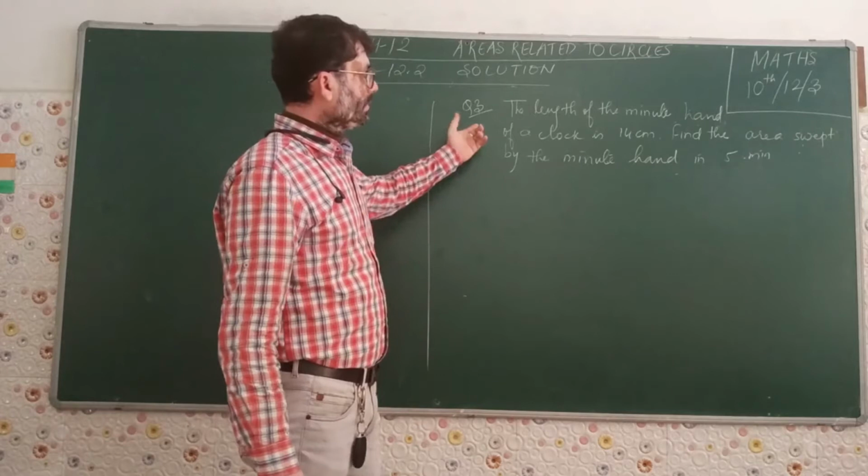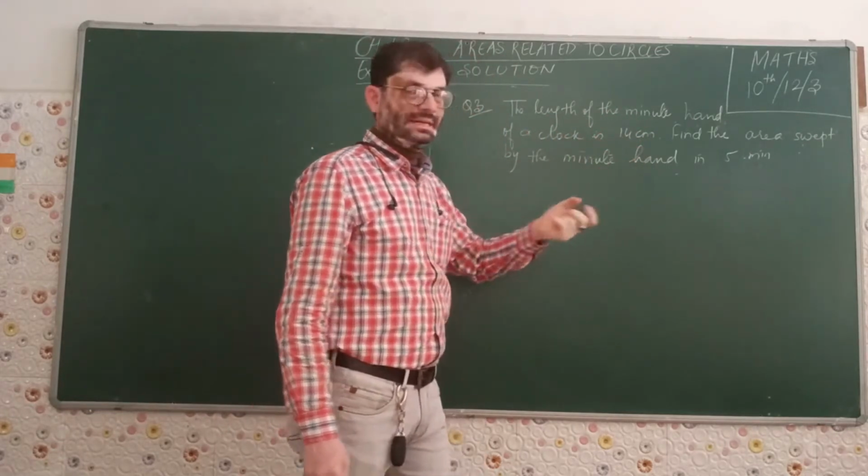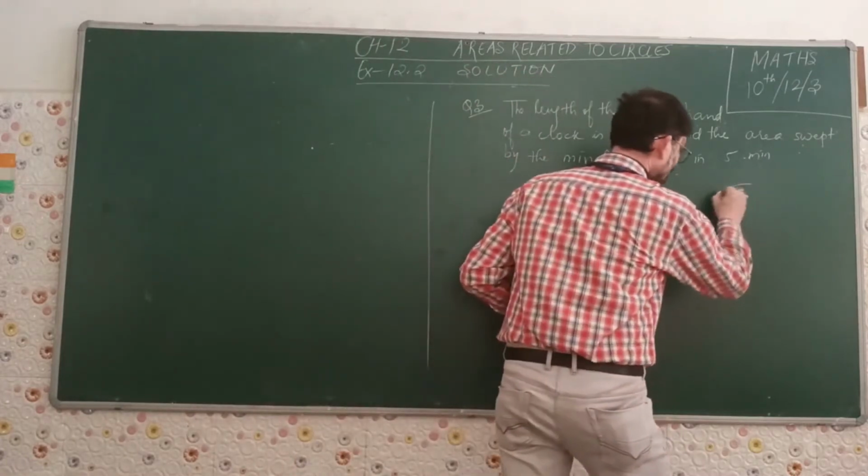Question number 3. The length of the minute hand of a clock is 14 centimeters. So we have a clock.